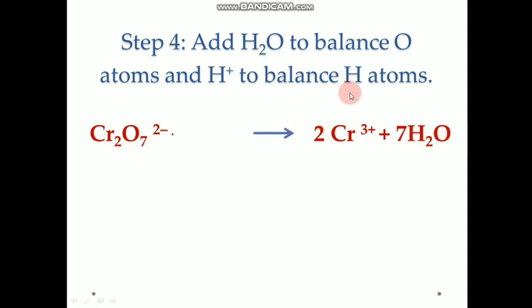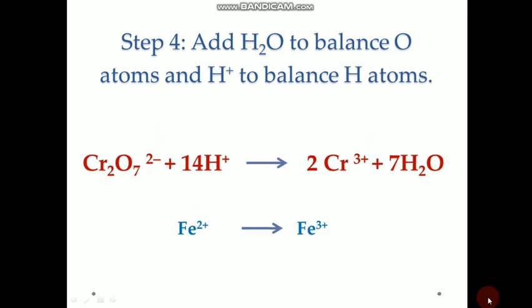Now we will see about hydrogen atoms. How many hydrogens do we need to balance? Here we have 14 hydrogens, and here we don't have any. So the same thing which we did in the previous method, we add the same number of H+ ions to this side. Now the number of hydrogens and oxygens is balanced here. Now we look at the oxidation half, which is Fe2+ and Fe3+. Here we don't need to do anything because there is no hydrogen or oxygen present, so we don't have to balance it at all.